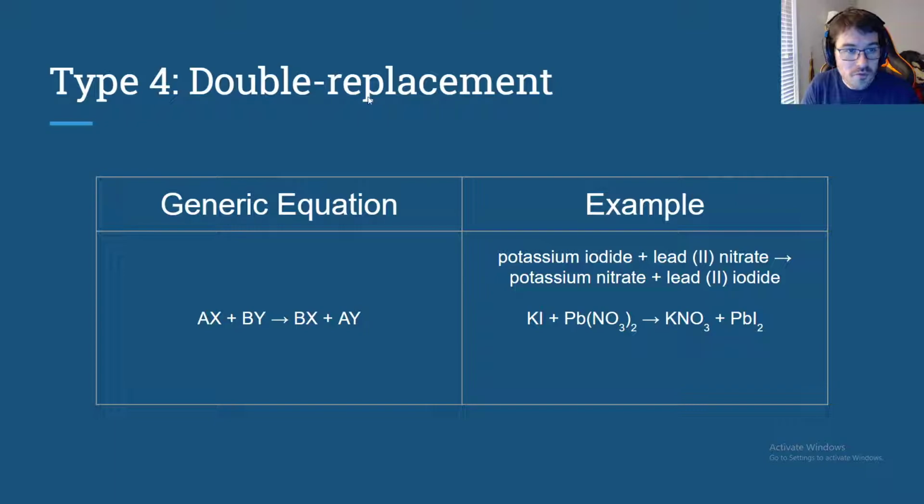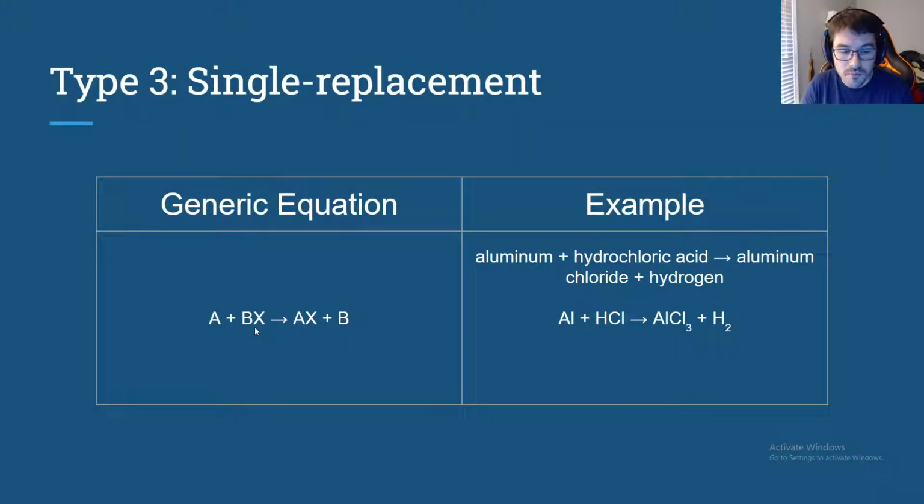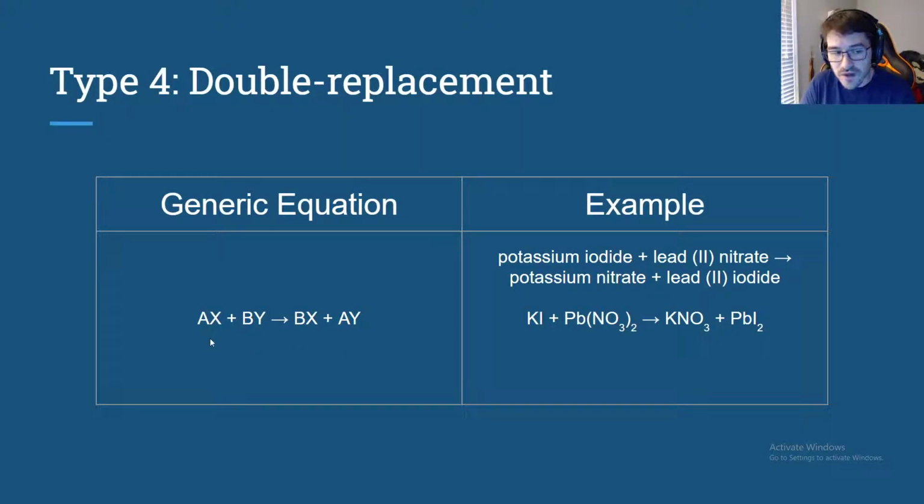Now, a double replacement reaction is very similar. The only difference is you're going to start and end with two compounds rather than an element and a compound. So you see the difference here? Element plus compound makes element plus compound. This is compound plus compound makes compound plus compound, but we're still going to have the replacement, the little switcheroo. A and B are going to swap places. So A starts with X, B starts with Y. A is going to replace B, so now A is with Y, and B is with X.